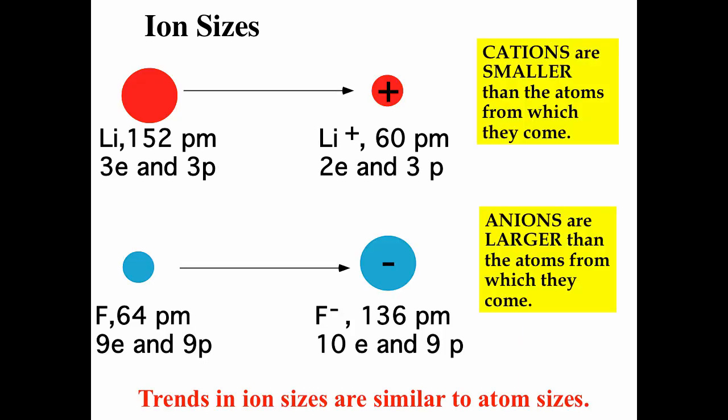And so again, this is always true. Negative ions are always larger than the atom they came from. Positive ions, cations, are always smaller than the atoms from which they were formed.